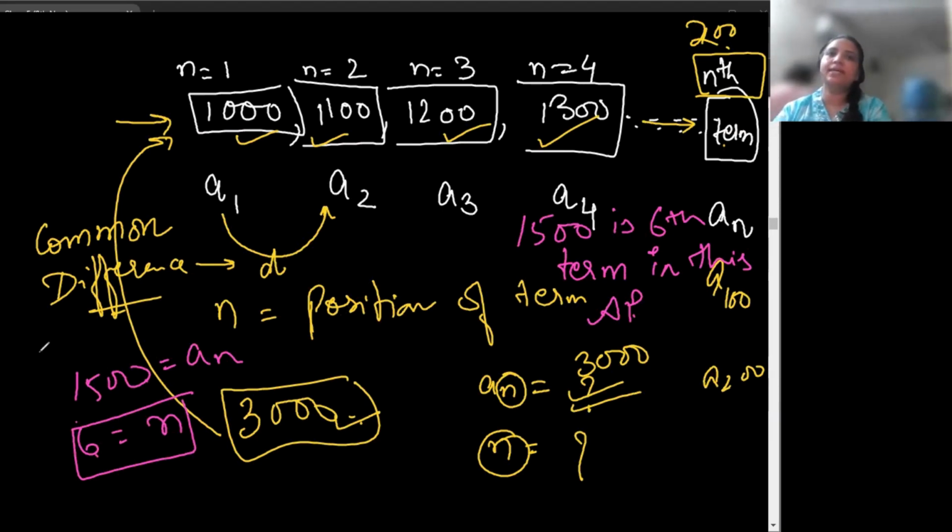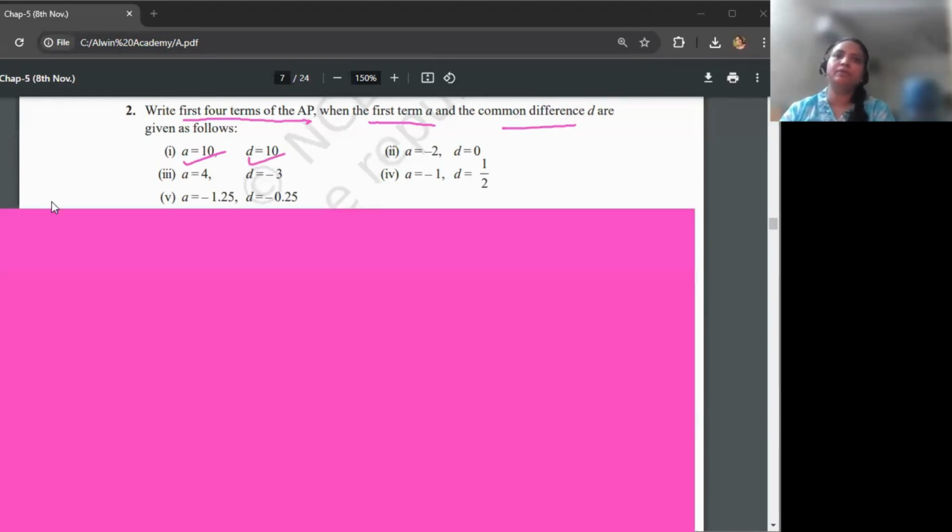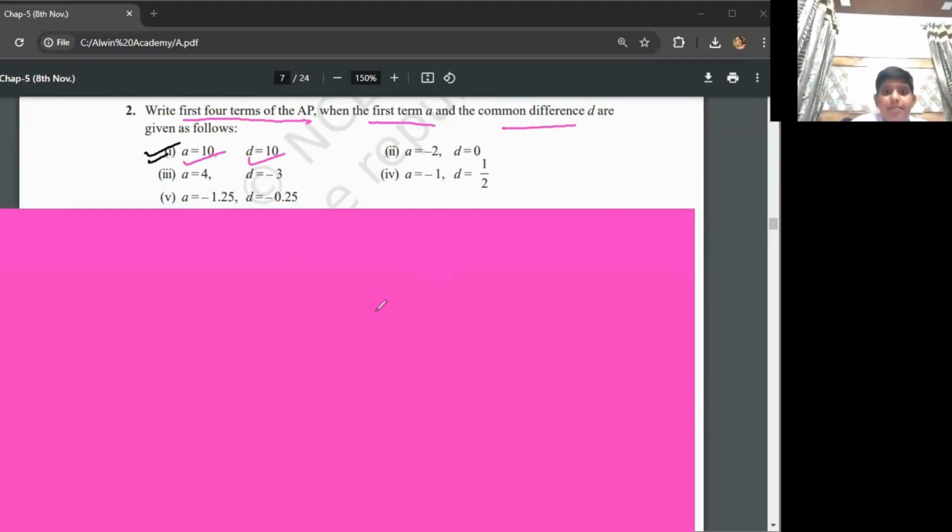Now let's get started with question number 2. Question number 2 tells you to write the first terms of this AP when you know the first term is a and the common difference d is there. So let's make this AP. Tanish, you make it for me, beta. Can you write the first four terms of this AP?